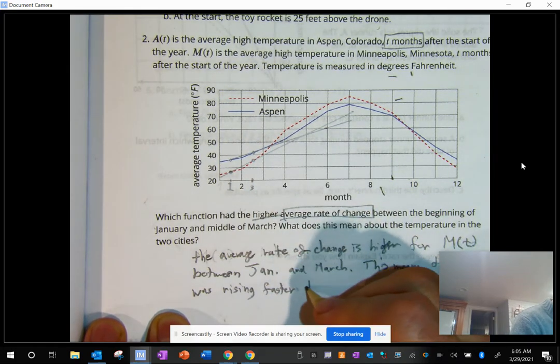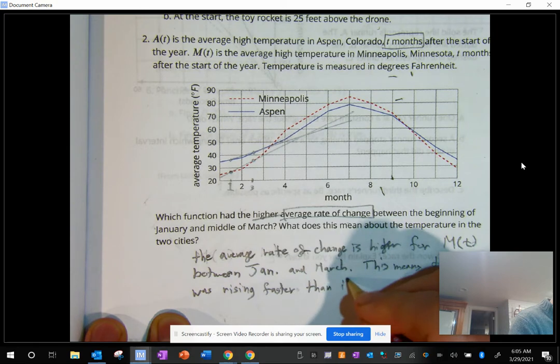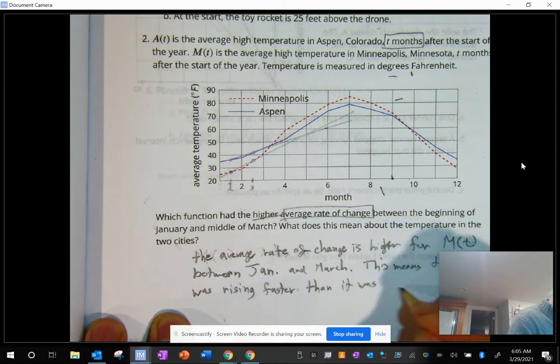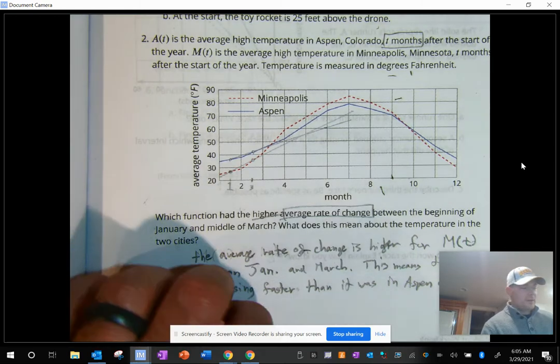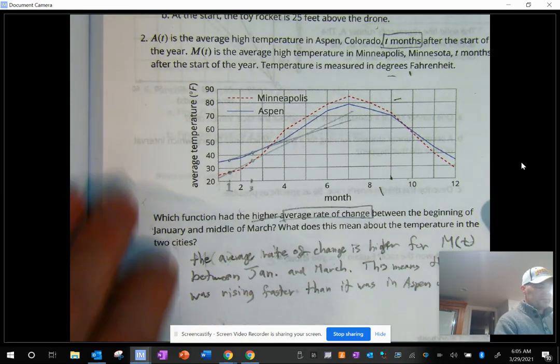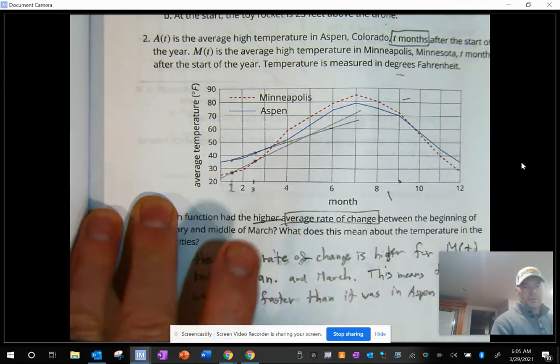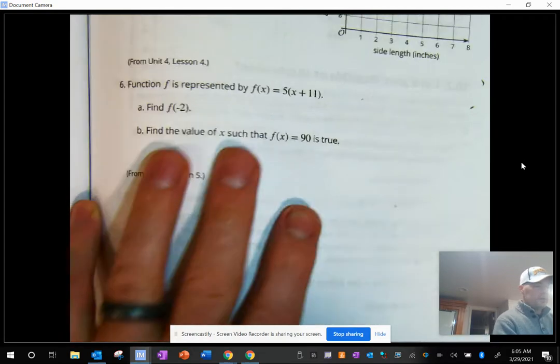Sorry for my chicken scratch. Or A of t. It's always fun to use the math notation. Okay, that's problem number 2. Let's go ahead and move on to problem number 3, which is on the next page.